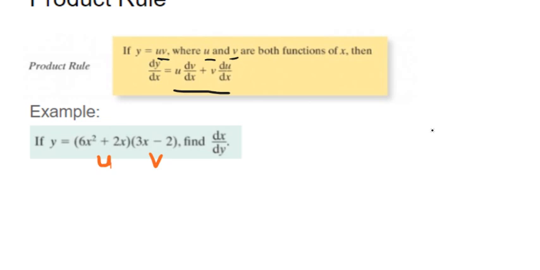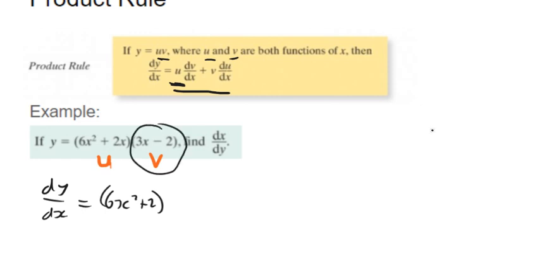So first part of it, dy dx is equal to, we're just going to write down u first, because u is the first part of it. So that's 6x squared plus 2. Now I'm going to write down what dv dx is. So that just means that it's the differential of v with respect to x. The differential of v there will be 3 in the end. So 1 times 3 is 3, drop down to the power of 1, and the minus 2 is a constant. So 3. Plus comes next. Then I'm writing down v next, which is 3x minus 2.